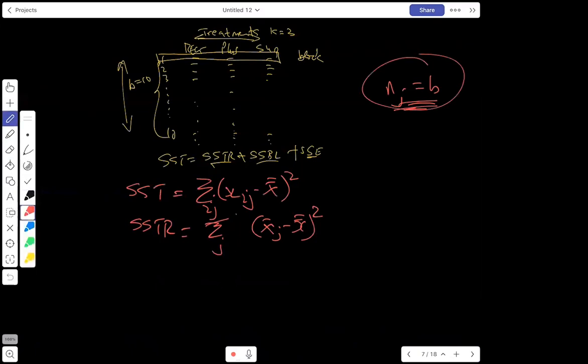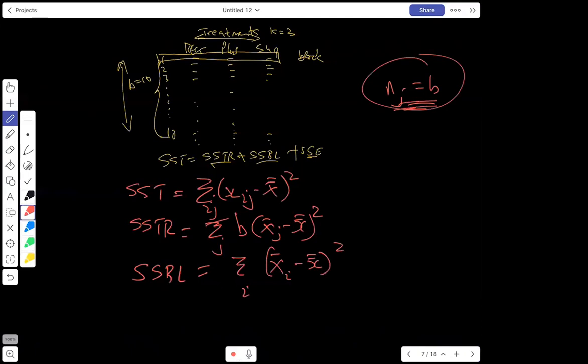So if I replace nj by B, the number of blocks. I could do the same thing now for blocks, SSBL. All I do is turn it on the side, and now basically a block is a row. I'm going to do this for each row. I'm going to call it x bar i minus x bar squared. But how many values do I have in each row? K, the number of treatments.